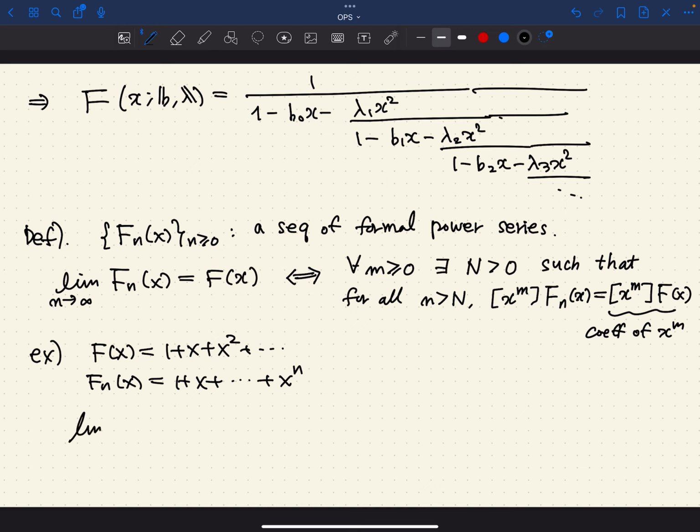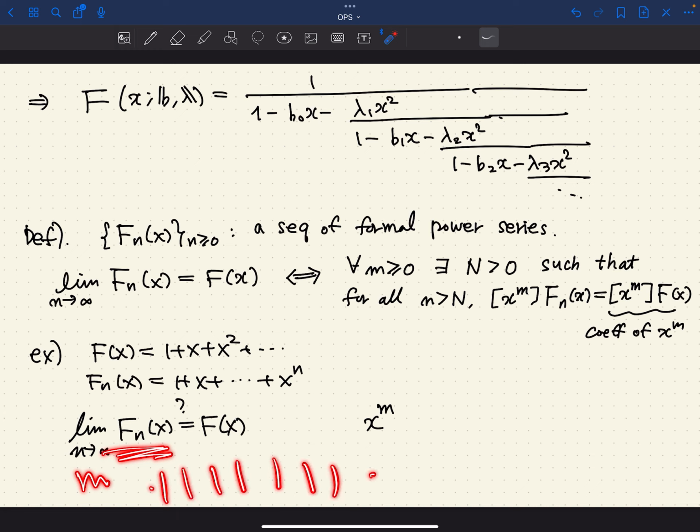So in this case, does this converge to f? And the answer is yes. Because just pick any m, and look at the coefficient of x to the m. If n is big enough, this coefficient will always be 1, right? If n is greater than m. So at some point after m, the coefficient becomes all 1, so it converges to this. Okay? This example is something like that.